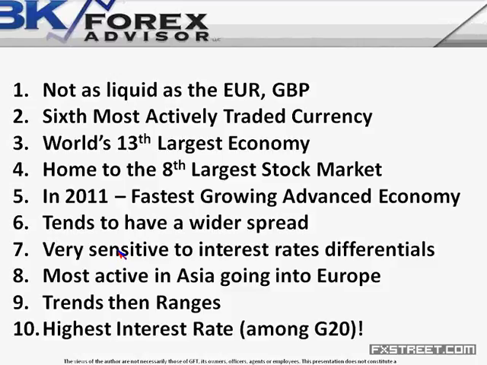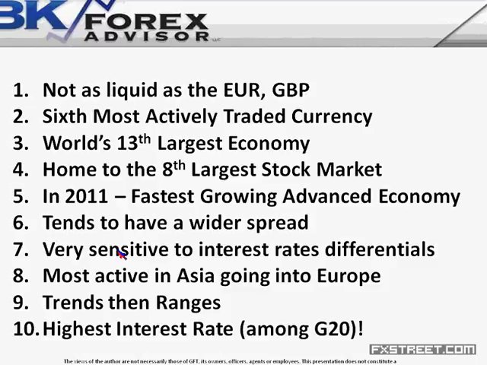The Australian dollar is the sixth most actively traded currency in the world, so it trails behind the euro dollar, the pound dollar, dollar yen, even dollar Swiss, and other major currencies. Australia is the 13th largest economy in the world, and it's home to the 8th largest stock market. So there is quite a bit of interest in the Australian markets, in the Australian economy.